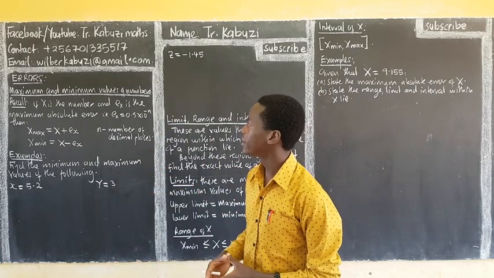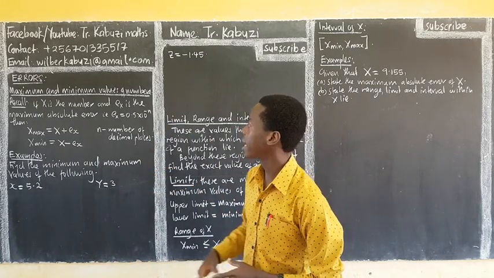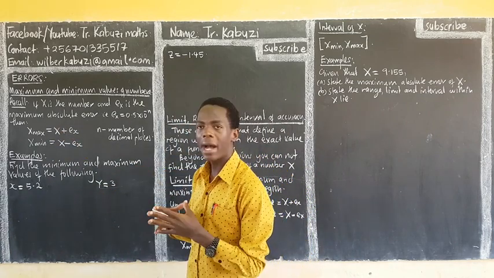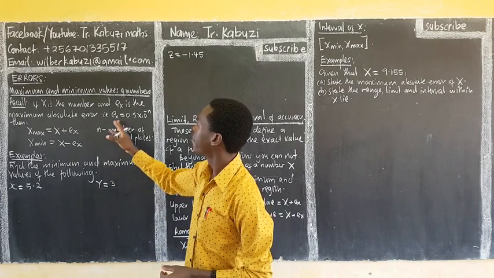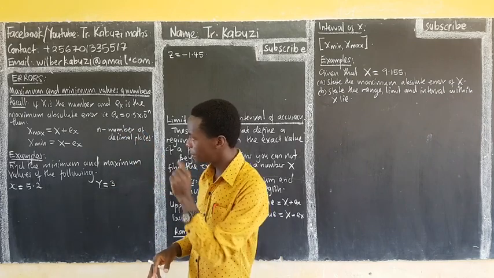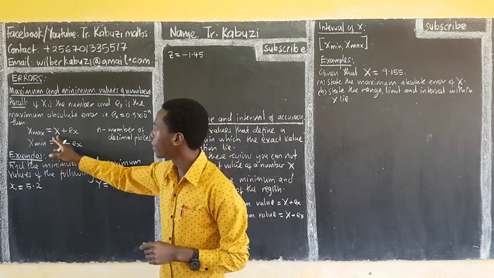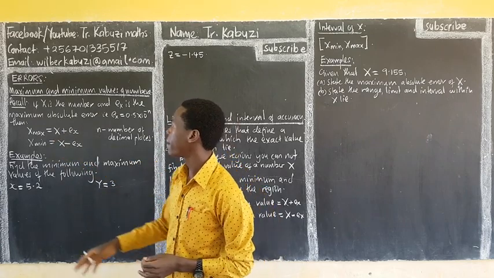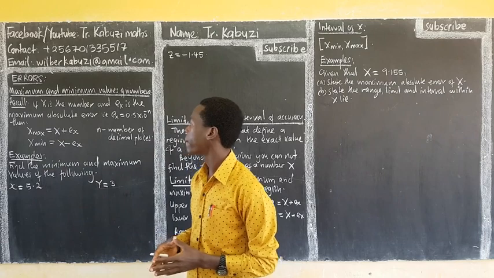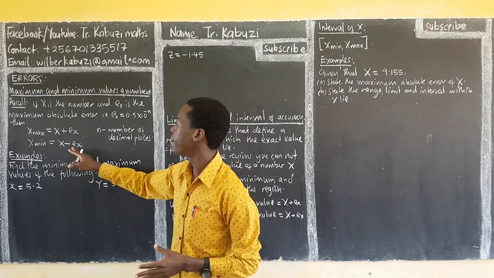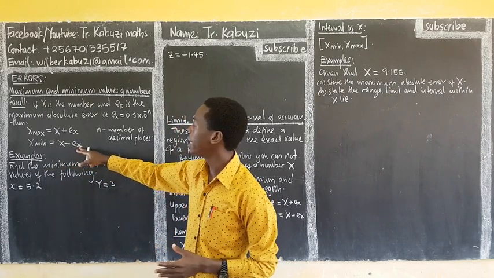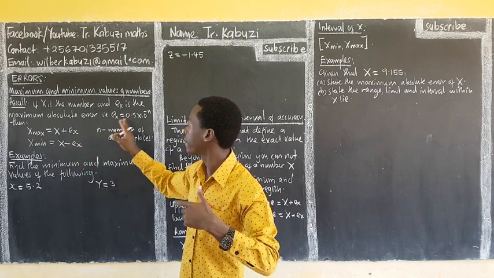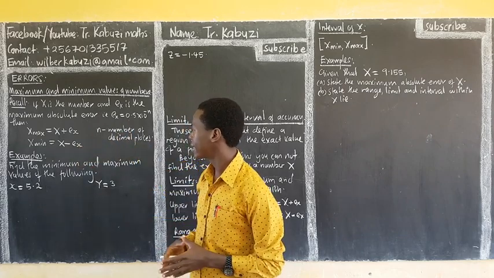So now we come to this, start with this. Recall from the last lesson that if x is a number and e of x is the maximum absolute error given by 0.5 times 10 to the power negative n, where n is the number of decimal places, then x max is the exact value plus the maximum absolute error, and x min is x minus e of x. This one means the maximum absolute error. The formula is there. Let us see these examples.